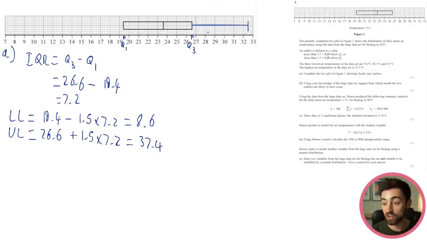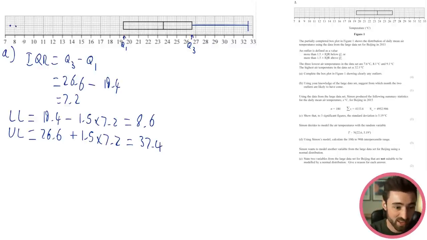So now let's think about the lower values: 7.6, 8.1, and 9.1. Look at the limit here. The lower limit is 8.6. So that means that 7.6 and 8.1 are both outliers. Let's get these on the graph here. 7.6 is going to be about 3 squares in between 7 and 8. That's my 7.6. 8.1 is just going to be right near the 8 here. So they're my outliers.